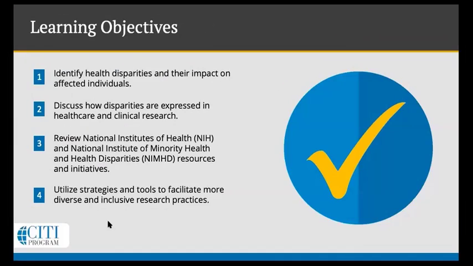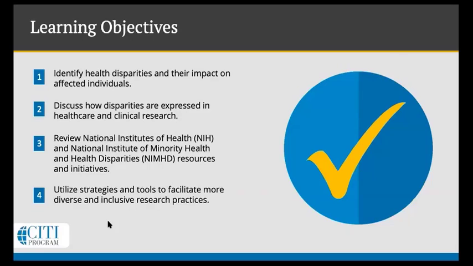So first of all, let's talk about the learning objectives in this webinar. We'll identify health disparities and their impact upon affected individuals. We'll discuss how disparities are expressed in healthcare and in clinical research. We'll review the National Institute of Health and National Institute of Minority Health and Health Disparities resources and initiatives, and utilize strategies and tools to facilitate more diverse and inclusive research practices.